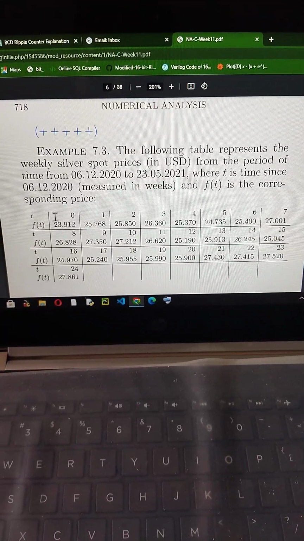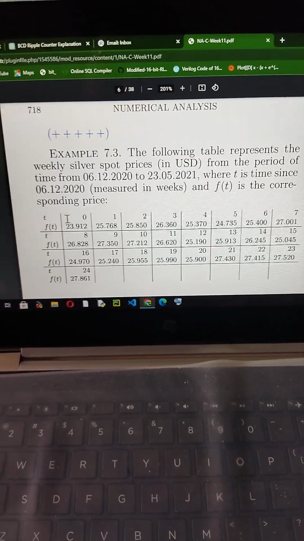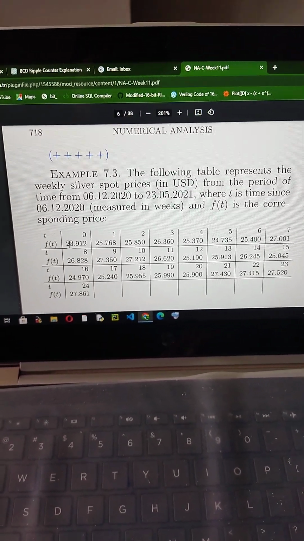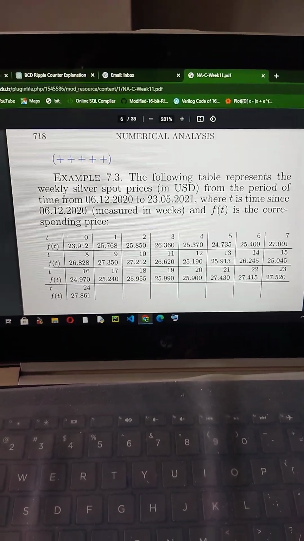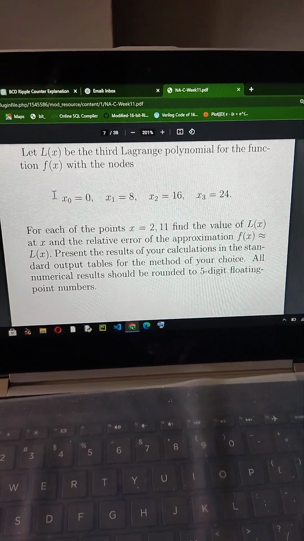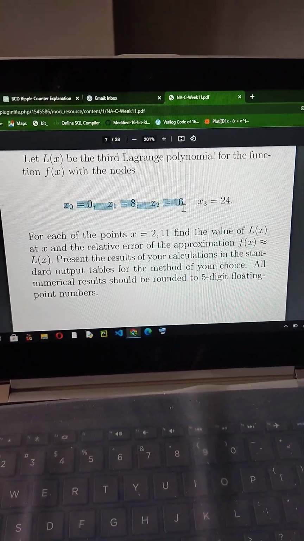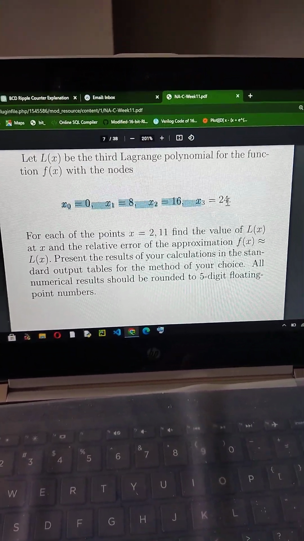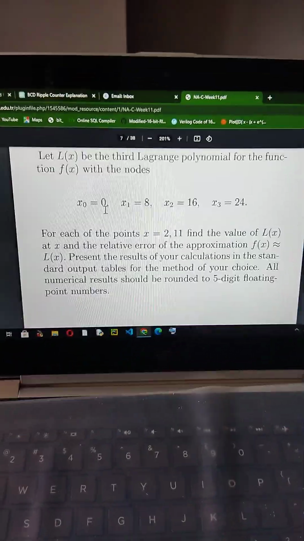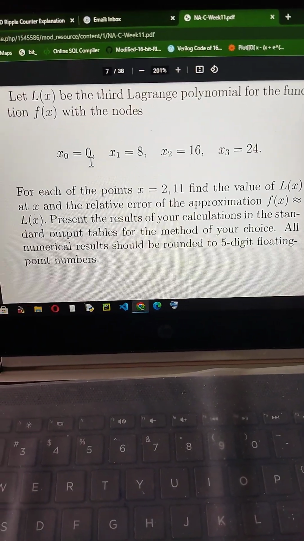As you can see, we are given xk and yk here. 0 is xk and 23.912 is yk. This information is necessary to solve this question. Then we have x0 is equal to 0, x1 is equal to 8, x2 is equal to 16, and x3 is equal to 24. So we will use this information to solve the question.